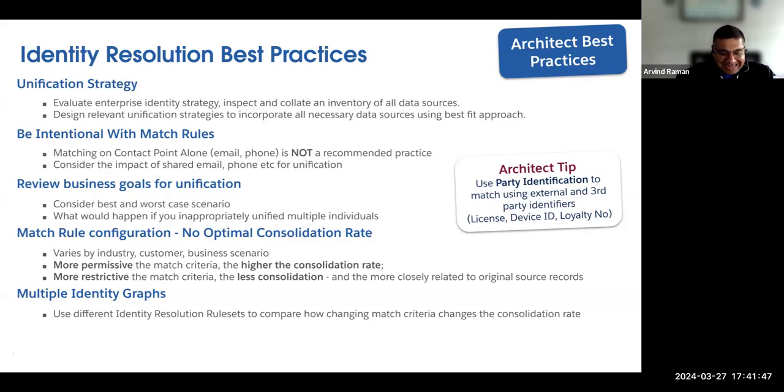Within Data Cloud itself, we let you create multiple identity graphs or multiple rule sets so you can test and match, and see whether by changing your rules, your match rate improves, decreases, or changes. We also have the concept of the party identification DMO. Understand that as an architect, that's typically what you would use when you want to match on some third-party identifier like driver's license or loyalty, and we spell out how that works.